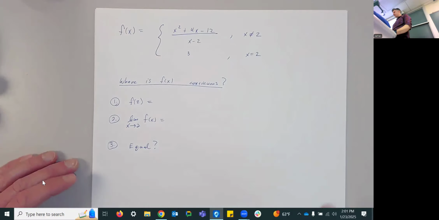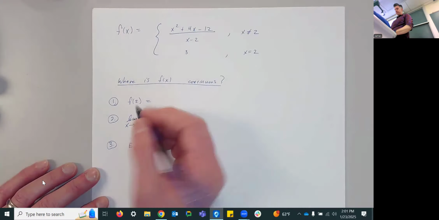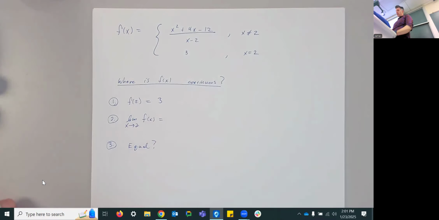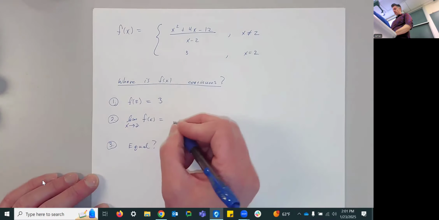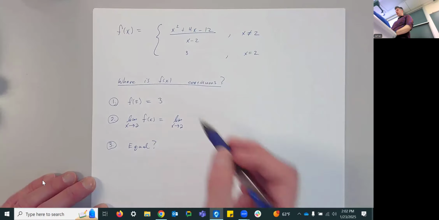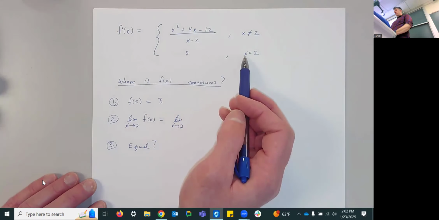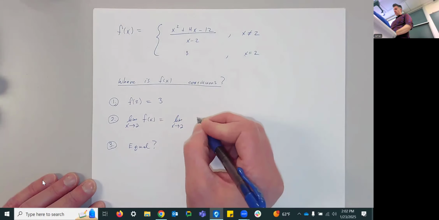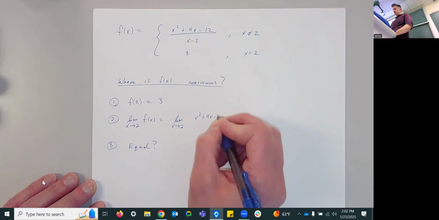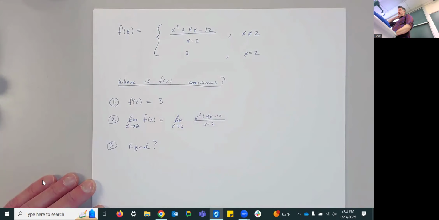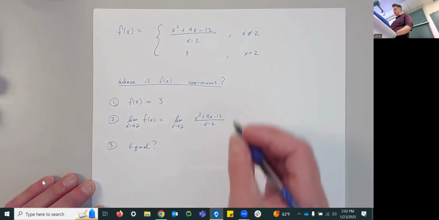All right. So f of 2 is 3. That's it, right? There's nothing else to do with that. The limit as x approaches 2 of f of x: we're getting close but not equal to 2, so we're not using the piece of the function where x is equal to 2. We're using the piece where x is close but not equal to 2. So it's the limit as x approaches 2 of x squared plus 4x minus 12 over x minus 2. To no one's surprise, if we plug in 2, we get 0 divided by 0, which means we have to do some algebra.